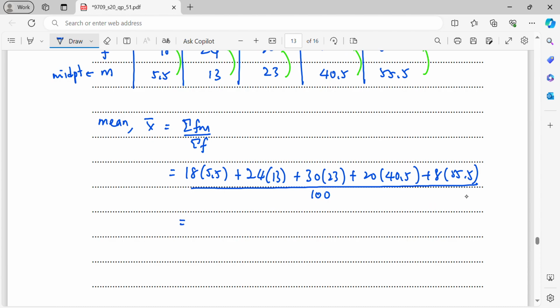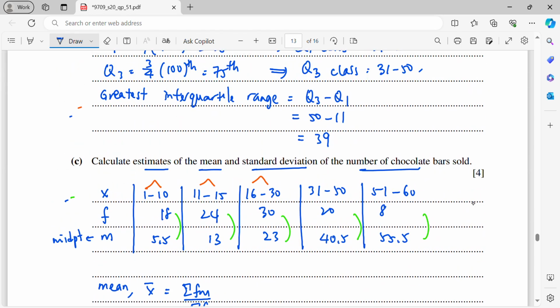Then I will be getting 2355 over 100. That is 23.55. And when I round up, that is 23.6 for my mean. Okay, and now we need to calculate standard deviation.